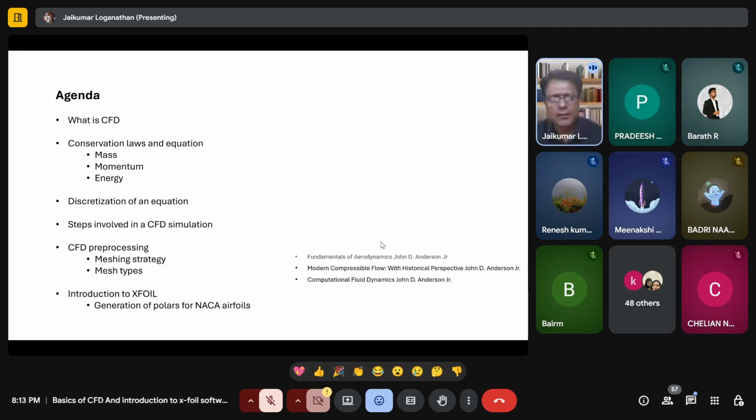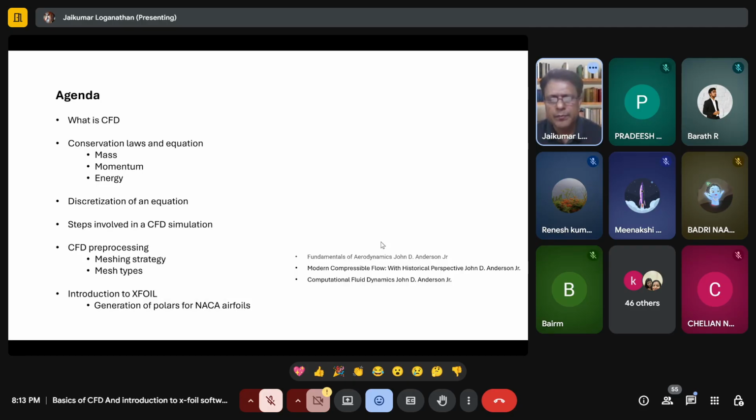And we will see the detailed steps of how to discretize an equation, right? So that is very essential. Like you see the equation in a complicated form, but how you can convert it into a form which the computer can understand, right? That is what we're going to see in the discretization of an equation. And then we're going to discuss about the various steps involved in a CFD simulation.